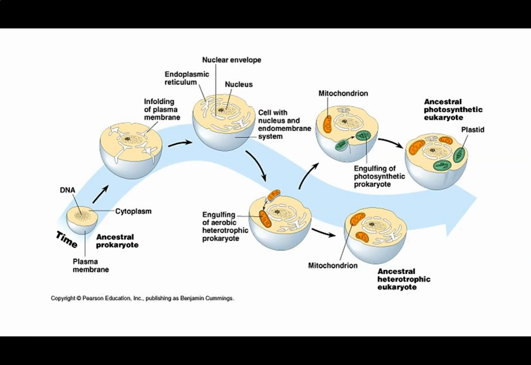And if you look here, again, this is a long time ago. And what happened was, over time, the infolding of the plasma membrane. In this case, this was an ancestral prokaryote, which is going to move into a more sophisticated cell. And here you can see the mitochondria being brought in. And in this diagram, you can see the chloroplasts being brought in.